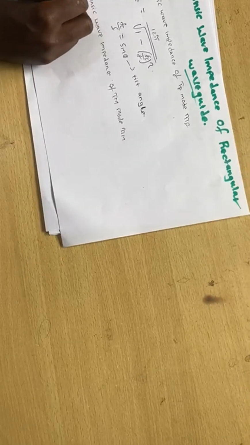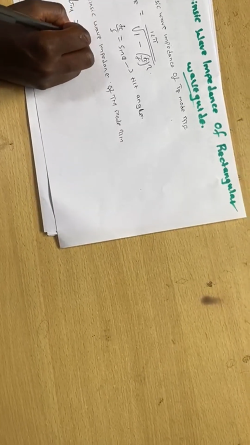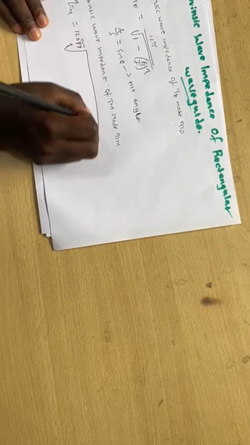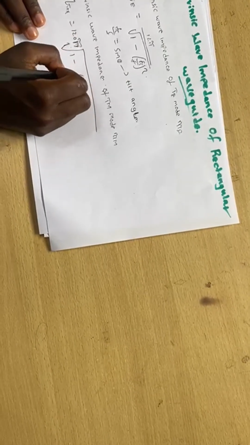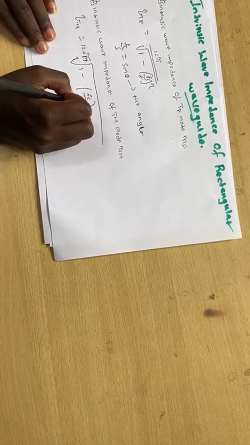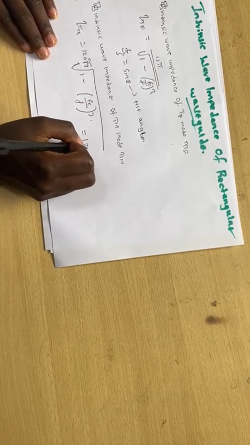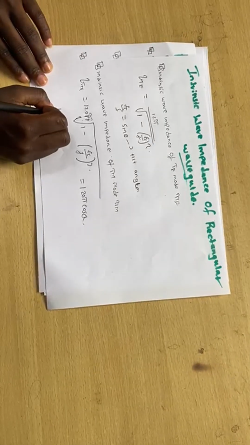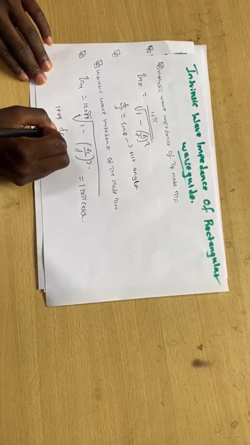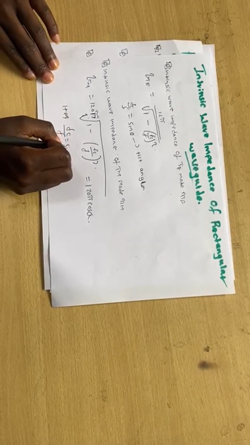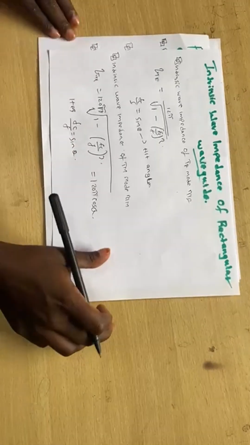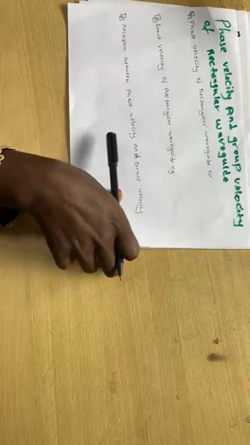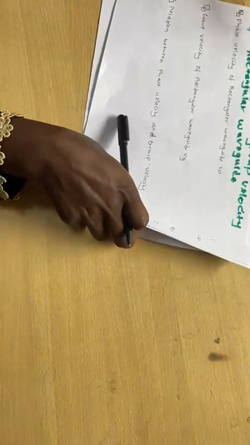Similarly, we have eta TM equal to 120 pi. Sorry, this is pi. Forgive my bad writing. Which is equal to 120 pi cos theta. And here we have the same thing, fc by f equals sine theta. Now we are going to go to the last thing for today's lecture notes, which is phase velocity and group velocity of a rectangular waveguide.